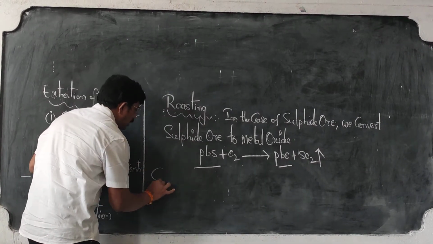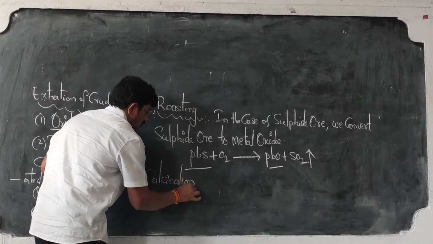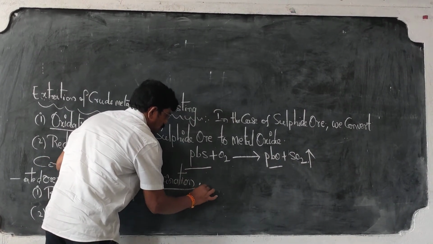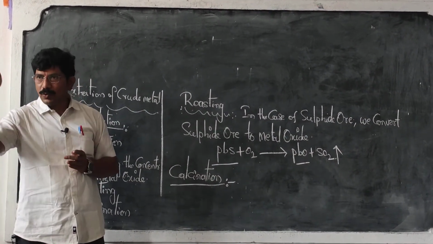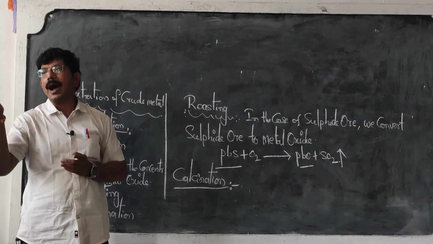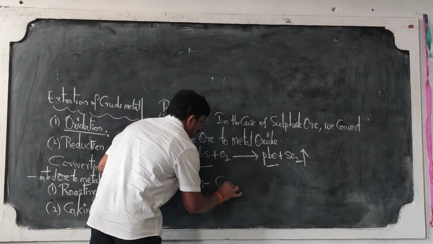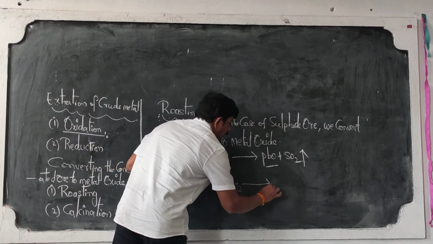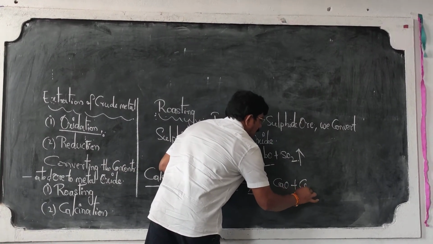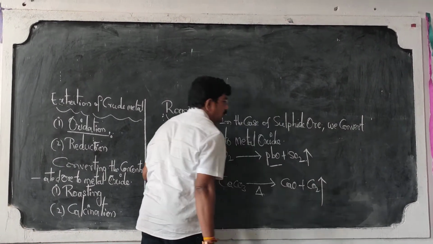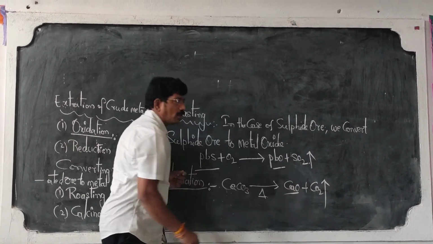Next, come to the next point, that is calcination. Okay, what do you mean by calcination? See, heating the ore in the absence of oxygen or in the limited supply of oxygen. For example, you take the case of calcium carbonate. You are heating this calcium carbonate. What you will get? Calcium oxide plus carbon dioxide is formed. Do you understand the concept? Here, carbonate ore is converted to oxide ore.